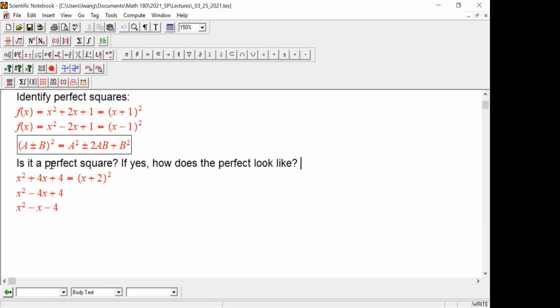And then the second one is parentheses x minus 2 to the power of 2. Very good. Excellent. The last one. It's not a perfect square. Why? You're right. Because you see -4, right? It has to be a perfect square plus another perfect square. If you have a minus, it will never make it. Okay? All right? It's not a perfect square.